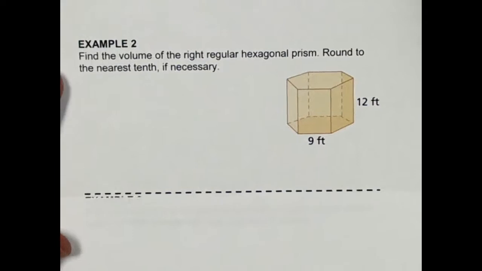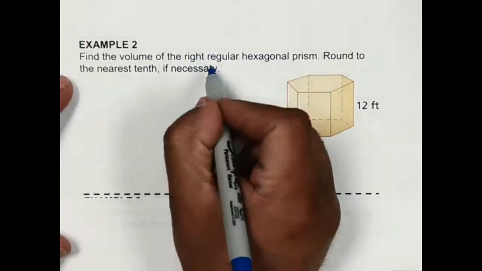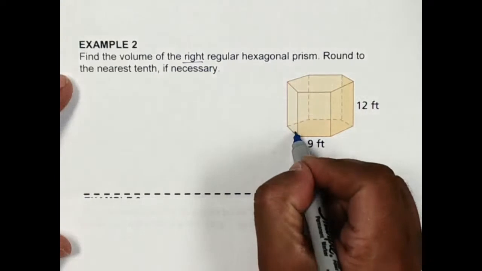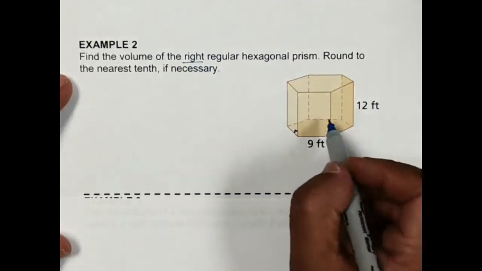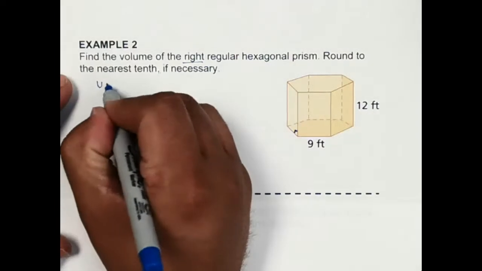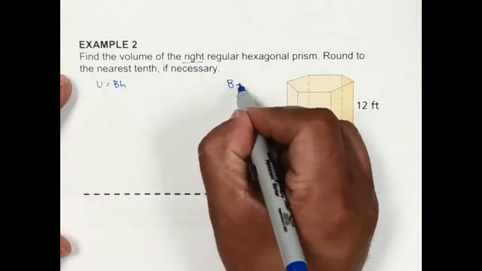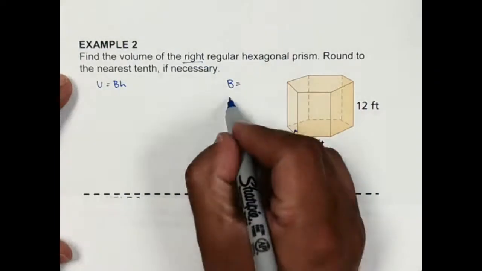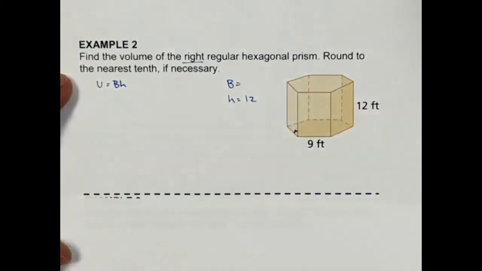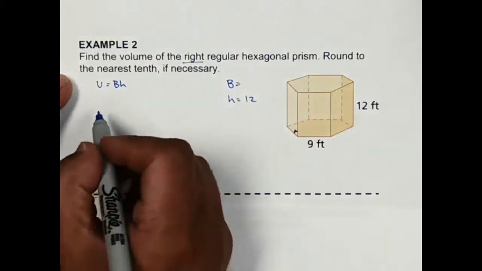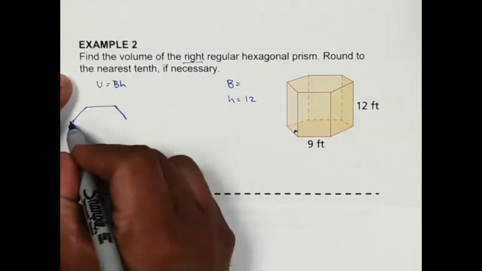Alright, for this next one, we're going to actually look at a hexagonal prism. Notice that it says right, meaning that these faces right here are actually rectangles. Alright, so we need volume is equal to the area of the base times the height. So I need to figure out the area of my base, and I need to know my height. The height of the prism is 12, so that's easy enough. So to solve for this, I actually need to find the area of the hexagon.